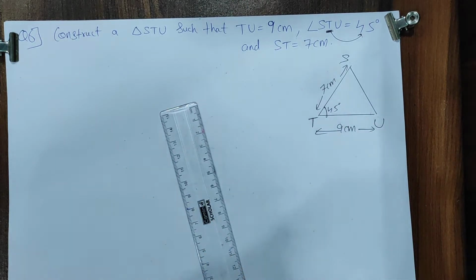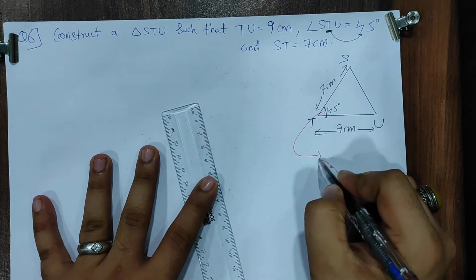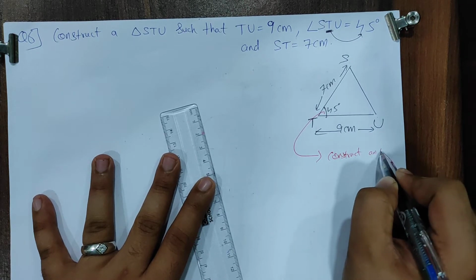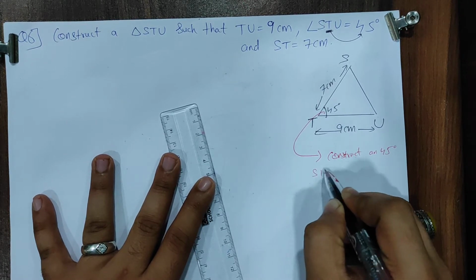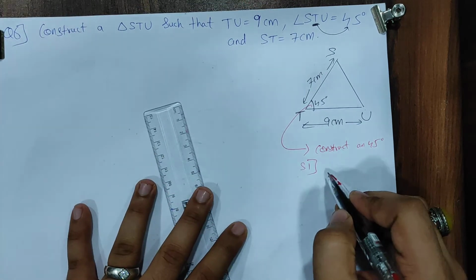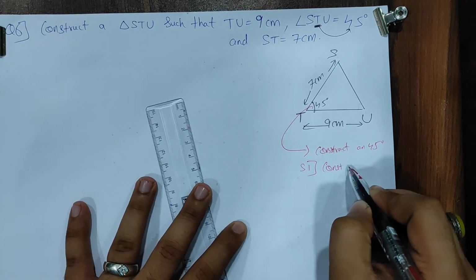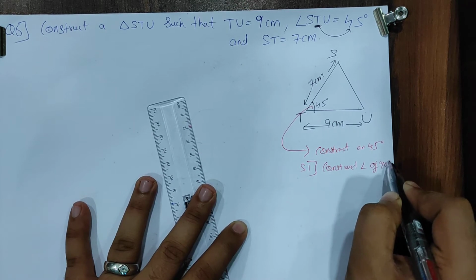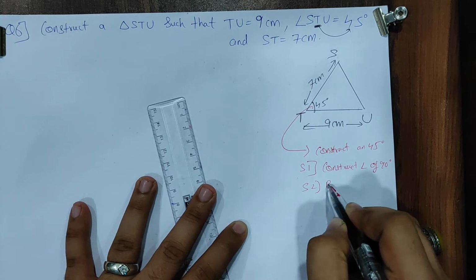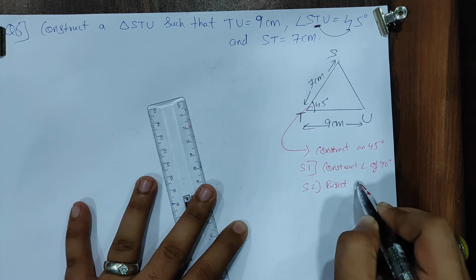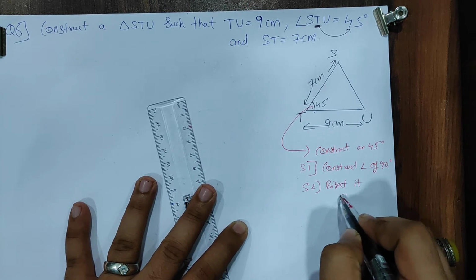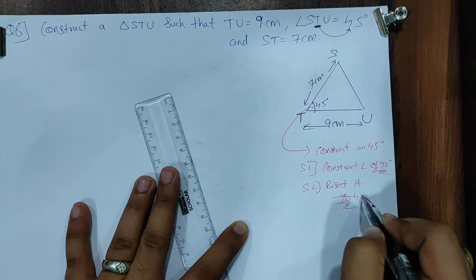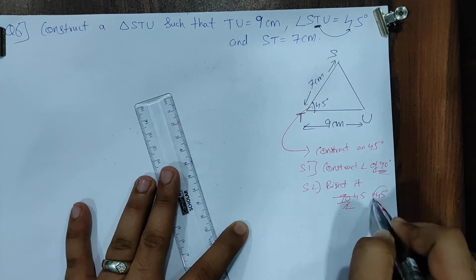Now it's 45 degree. We already discussed how to construct a 45 degree angle. S1 means step 1. Step 1 is what? Construct an angle of 90 degree. And step 2, bisect it. Bisect means 90 divided by 2. 2 equal parts we will divide this 90 degree. So we'll get 2 angles of 45 degree each.